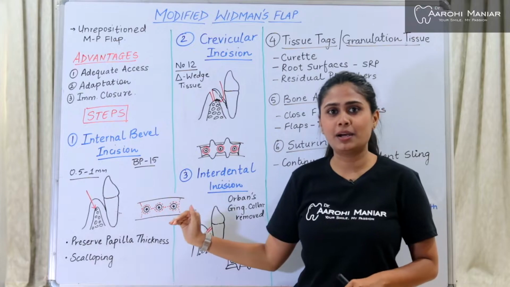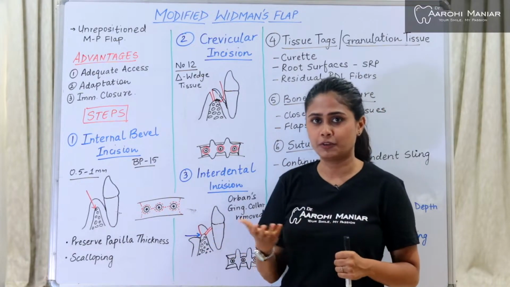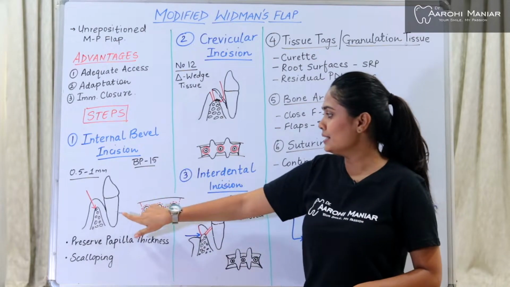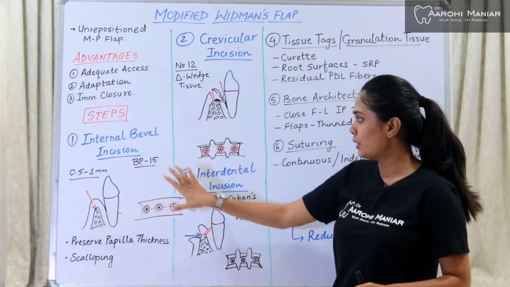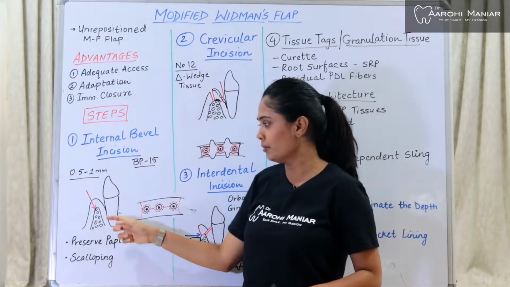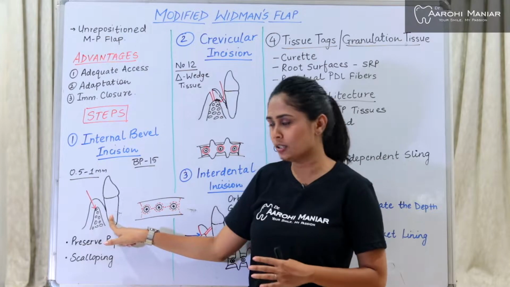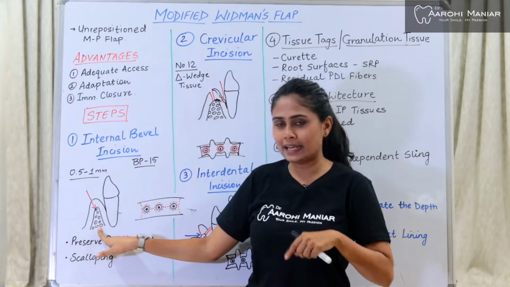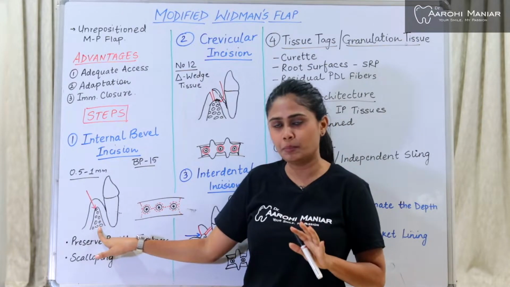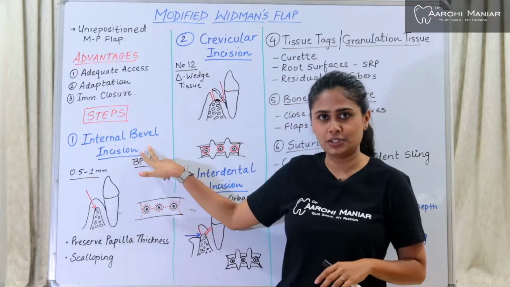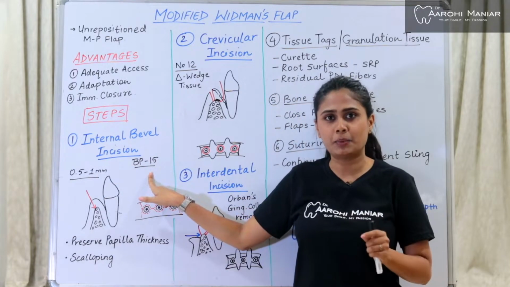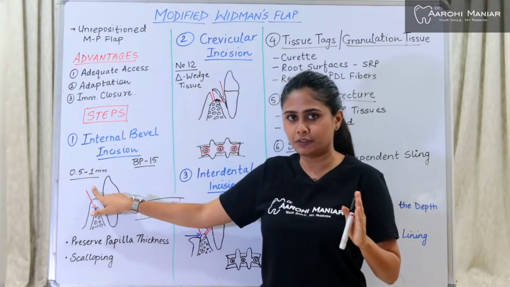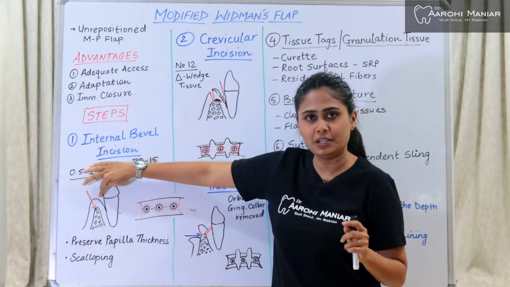Here I have diagrammatic representation of all the steps that we perform in this surgery. So the first incision that we give in our modified Widman flap is our internal bevel incision. To understand this, first we will look at our diagram. This is my tooth, one of the anterior teeth. This black line on the outside is my gingiva and this black line on the inside with the small holes is my bone. So the first incision will be given with a Bard-Parker blade number 15 and it will be given 0.5 to 1 mm away from the free marginal gingiva. So this is my free marginal gingiva.